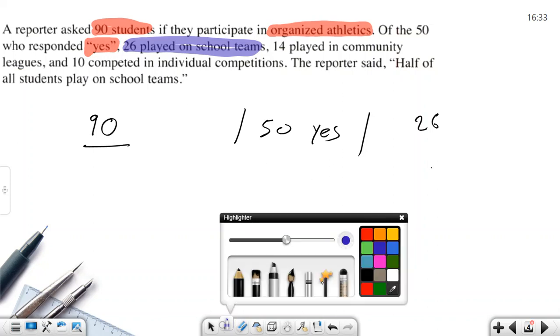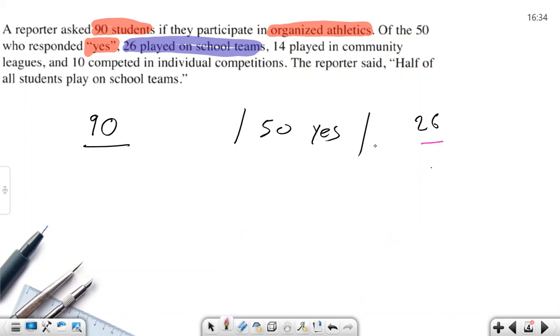Out of what? 50. And if you continue reading, 14 played in community leagues and 10 compete in individual competition. The report said half of all students play on a school team. No, even this 26, not half of the 90. Half of the students who play sport, who answered yes, half of them are on the school team. So from this information, we cannot say half of all students. It's only half of those who say yes.